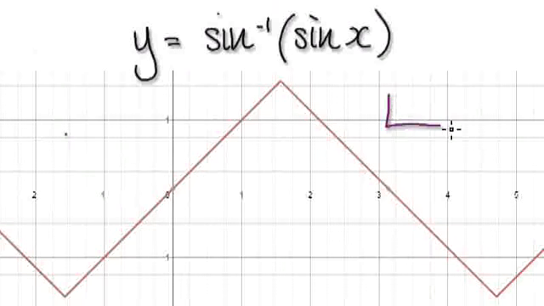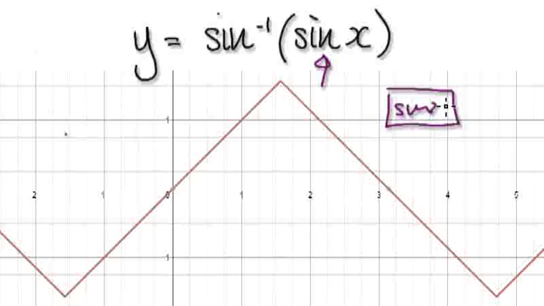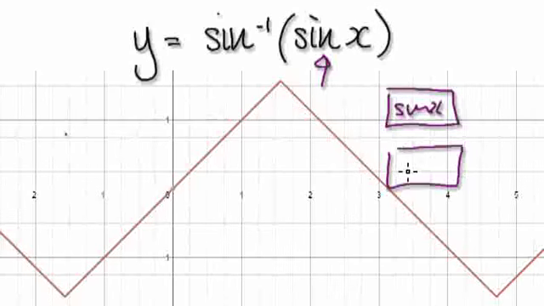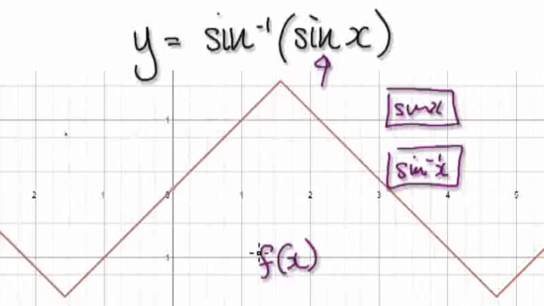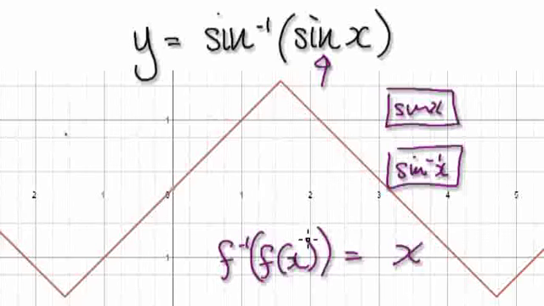You can imagine it as being like this. You've got a machine, sine of x, and then you've got another machine, inverse sine of x. Remember this: if you have f of x, and then you put the f of x into the inverse, then it should give you back x.